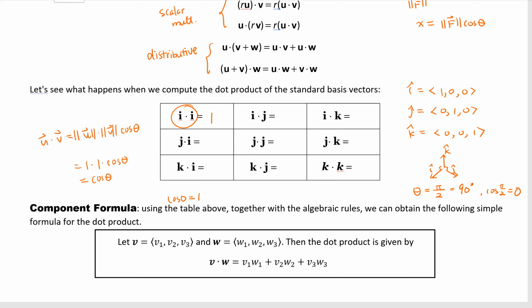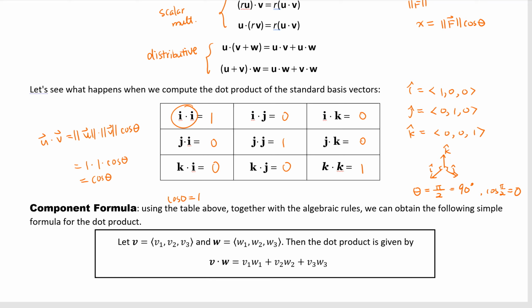But J and I, because the angle between them is pi over 2, that's why the dot product is 0. Okay, I and J dot product is 0. J and J, the angle between them is 0, so cosine 0 is 1. And K and J, the angle between them is pi over 2, so 0. Here, 0, 0. Here, K and K, the angle between them is 0. So far, so good, everybody?